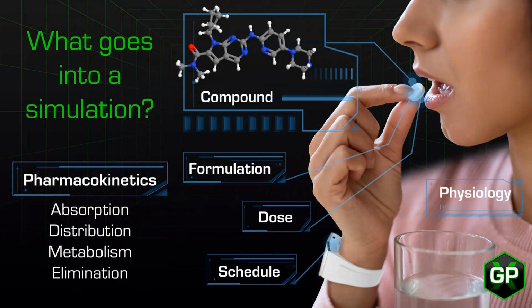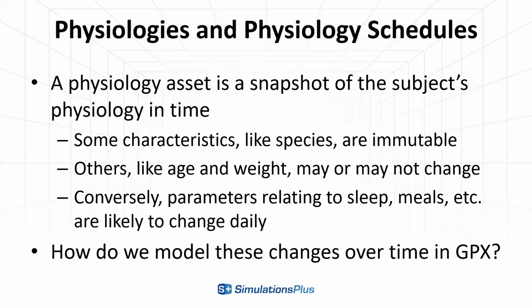It is important to remember that we have the pharmacokinetics as well that exist at the intersection of the compound and physiology. So what is a physiology in GPX? A physiology is an asset, and it is a snapshot of the subject's physiology at a single point in time. And what do I mean by that?